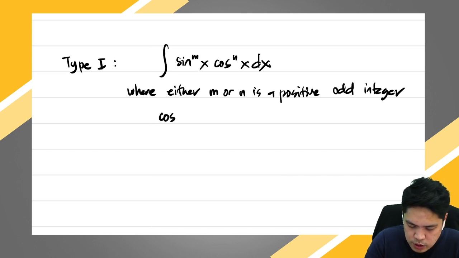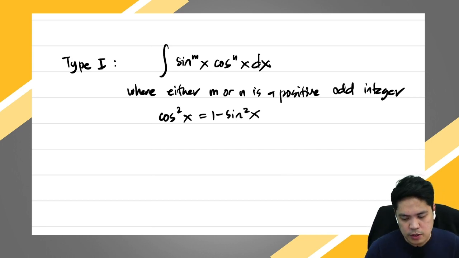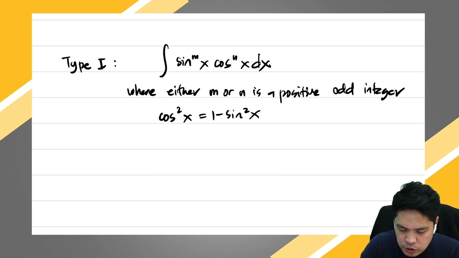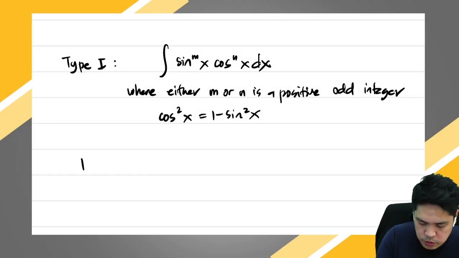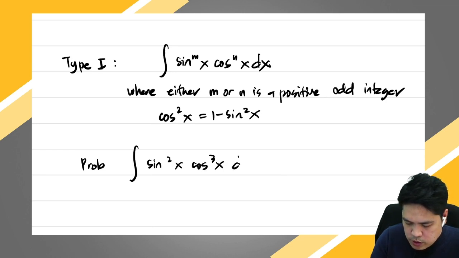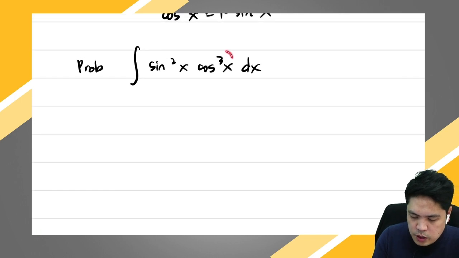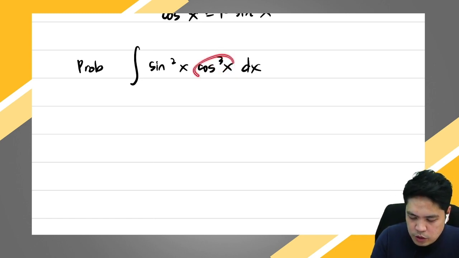We have cosine squared x equal to 1 minus sine squared x. Okay, or that is from trigonometric identities. So meaning, ito yung cosine, this is when cosine is odd. Yung cosine squared, palitan natin itong identity. Okay, example of this is, suppose we have the integral of sine squared x cosine cube x dx. Okay? So, ito siya yung cosine ang may odd na exponent. So, therefore, ito yung ita-transform natin.